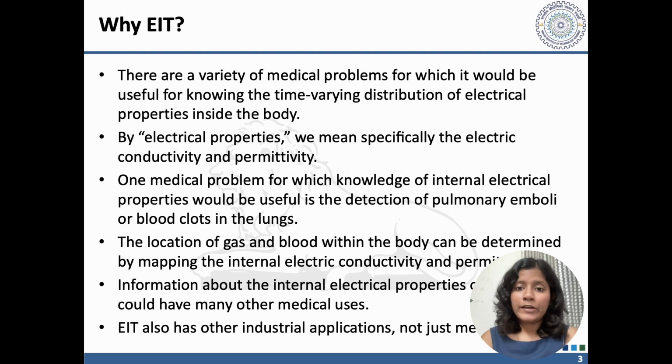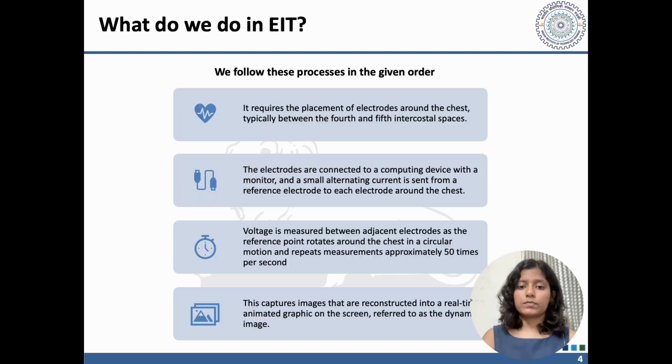Now, why is EIT important? There are a variety of medical conditions where knowing the distribution of electrical properties inside the body is crucial. By electrical properties, I am referring to the body's electric conductivity and permittivity. One practical example is in the detection of blood clots in the lungs. EIT can locate gas and blood in the body by mapping the conductivity, making it a valuable diagnostic tool. It also has several other applications, such as in the industrial fields.